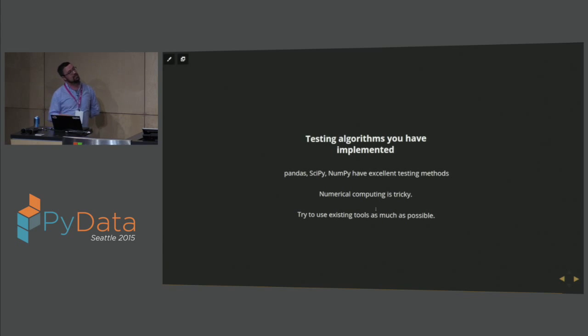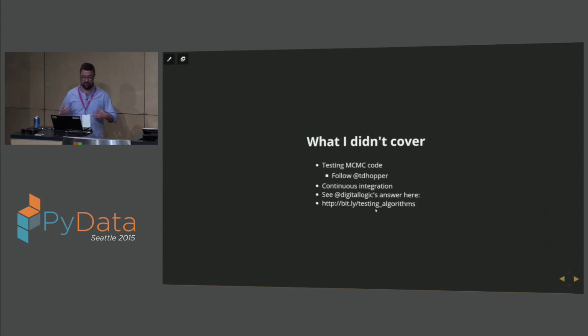NumPy comes with testing methods to assert that two arrays are close, or that they're equal to some tolerance, and so on and so forth. And Pandas has methods to assert that a series is increasing monotonically, or that two data frames are equal, and so on and so forth. So use the testing tools that have already been built as it makes sense for you in your model building workflow. I want to open it up for Q&A, but let me tell you what I didn't cover.